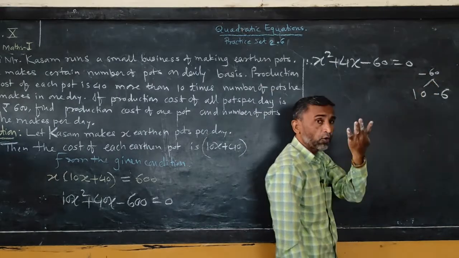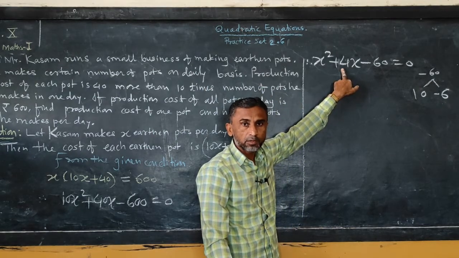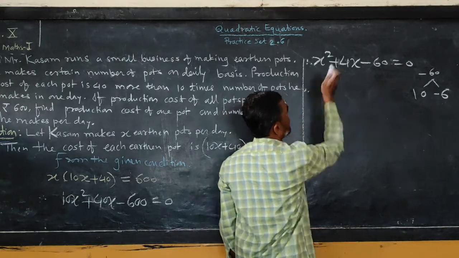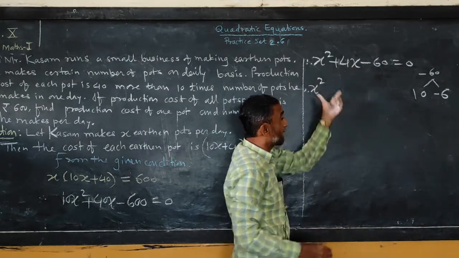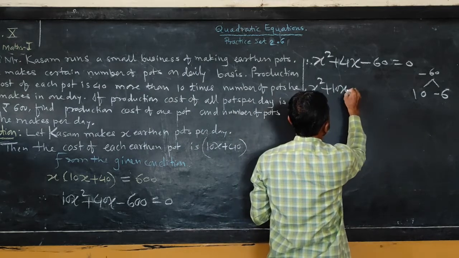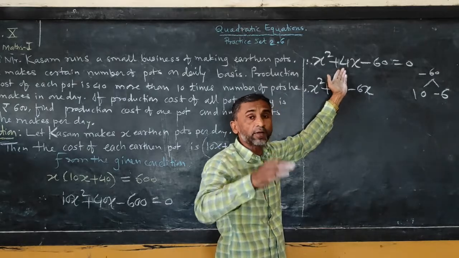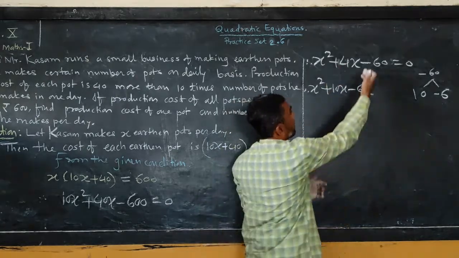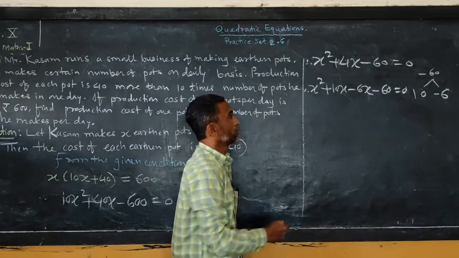10 minus 6 is 4, so you get the linear coefficient. Therefore, split the middle term. Split the middle term 4x as 10x minus 6x, that means plus 4x. We have only split the middle term, right? Minus 60 is equal to 0.